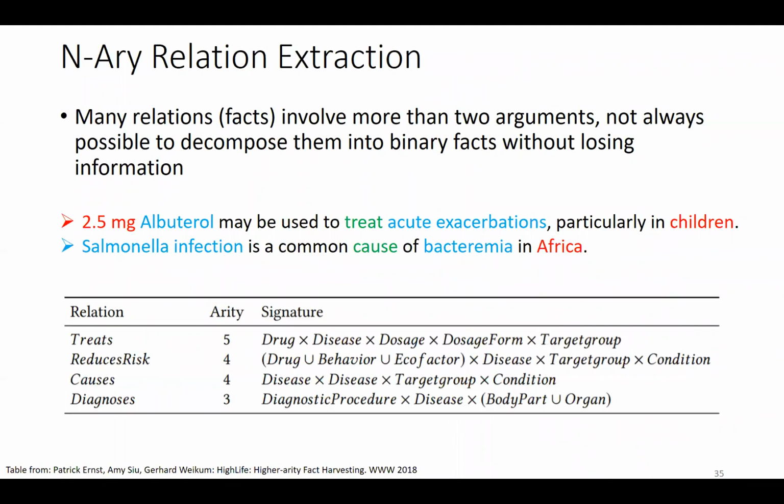Another typical relation extraction task in the biomedical domain is for n-ary relations. This is very useful because in biomedical literature, the facts usually involve more than two arguments. For example, the use of a drug needs the information of the disease, the dosage, the form of the dosage, and the target group. Only extracting the drug and the disease may only give partial information. Partial information may be very useful for common sense knowledge, but for the biomedical domain, it's obvious that we prefer to have more accurate information.